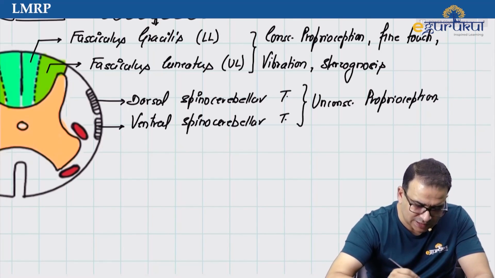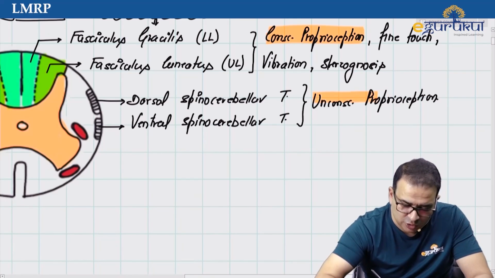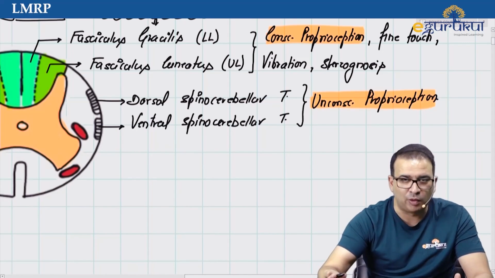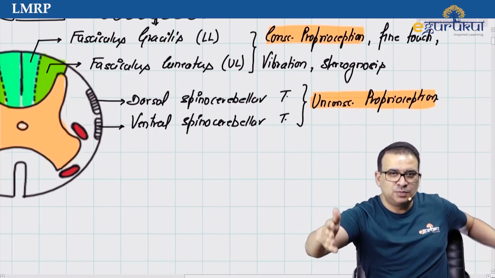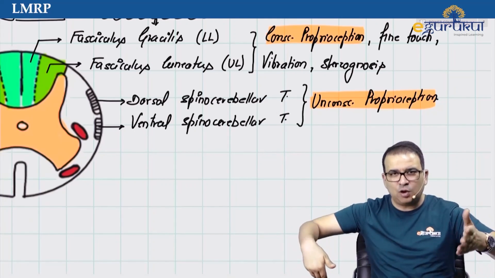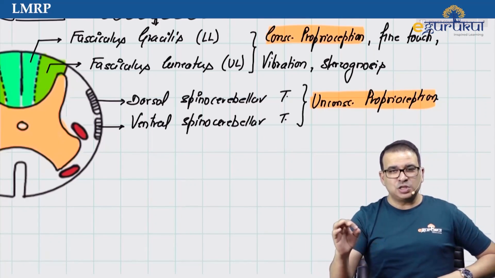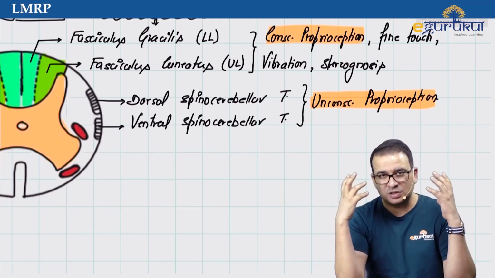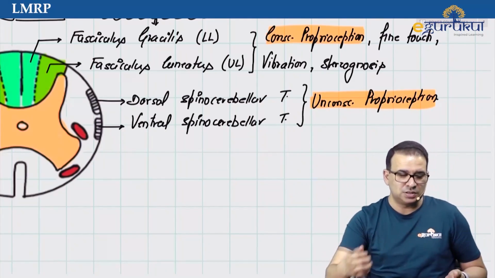Just keep in mind, guys, that conscious proprioception is a function of the dorsal column tract, and unconscious proprioception is the one that you don't know about, like when you walk and sway your hands. One hand goes in front, one goes behind, and this keeps happening in a coordinated manner. That's basically a function of the cerebellum. So the unconscious proprioception goes into the cerebellum.